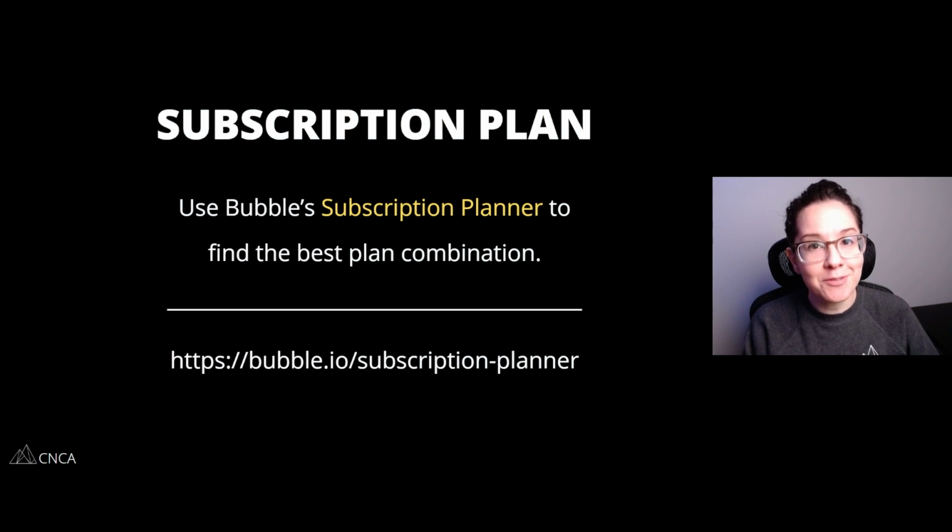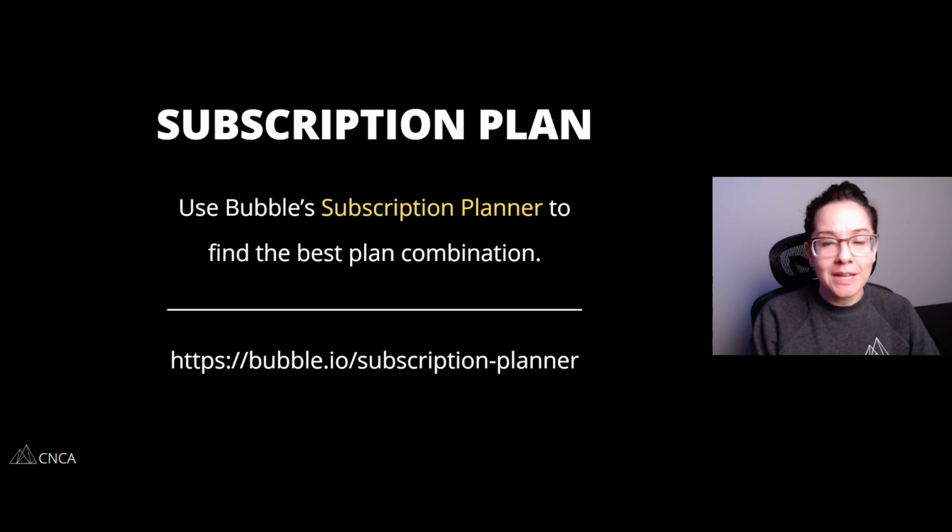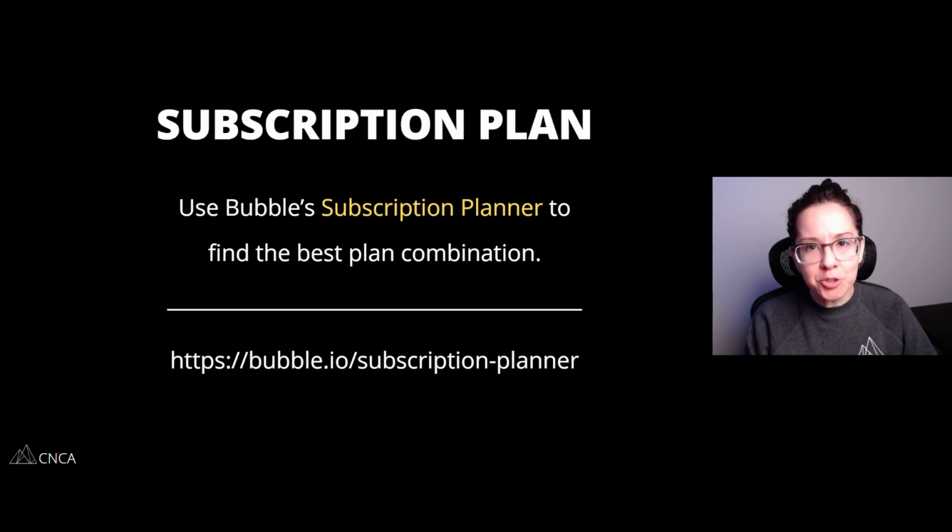Now, with several levels of app plans and workload tiers, and then the option to enable overages, it may be a little tricky to figure out what's going to be the best combination of that package for your app. Luckily, Bubble has created a calculator so that you can punch in the number of workload units you expect to have on a consistent monthly basis, and it will calculate the best combination of those things for you so you understand and can expect what that monthly bill is going to look like.